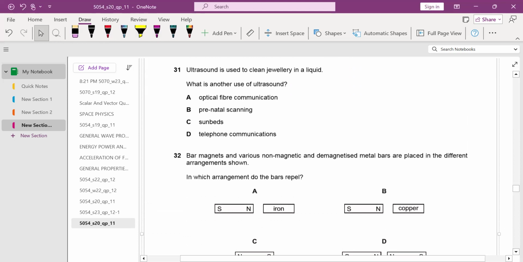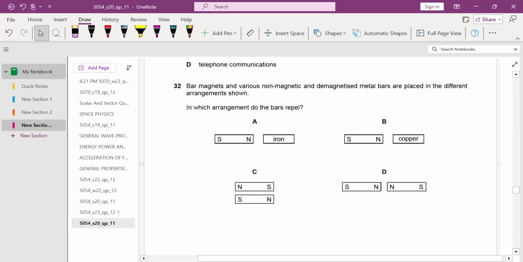Question 31. Ultrasound is used to clean jewelry in liquid. What is another use of ultrasound? So it is prenatal scanning. Then question number 32.